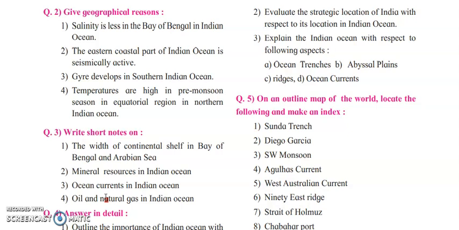Next is, explain the Indian Ocean with respect to the following aspects. So you need to explain it by oceanic trench. Now what is an oceanic trench? It is the deepest portion in the ocean. It is a remote area which is seismically active or volcanically active. Okay, you can give examples like Sunda Trench, Java Trench, which are the trenches available in the ocean floor.